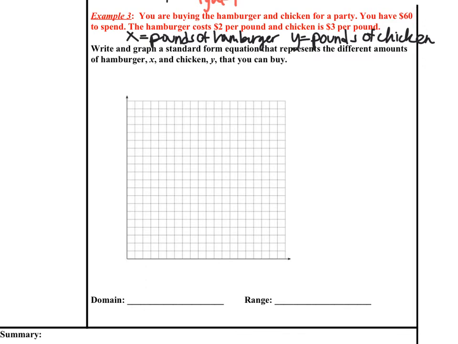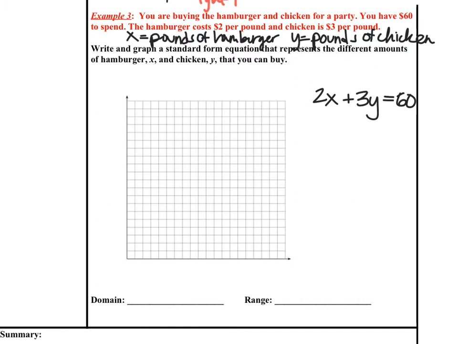So remember, when you're having a word problem, variables go next to numbers that happen over and over. So $2 per pound of hamburger plus $3 per pound of chicken, so they both get a variable, equals 60, which is my total. So that's an example of an equation written in standard form. It's a word problem. You're going to do this when we have word problems.